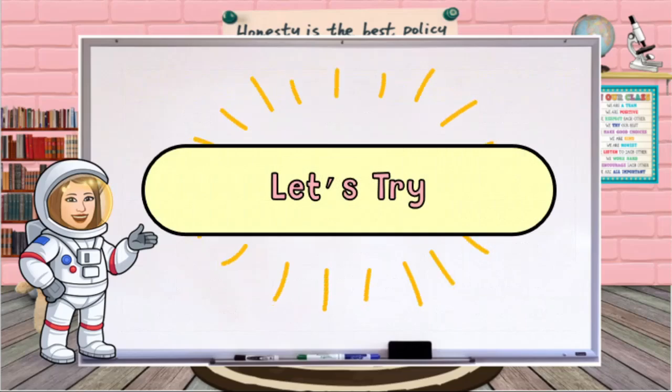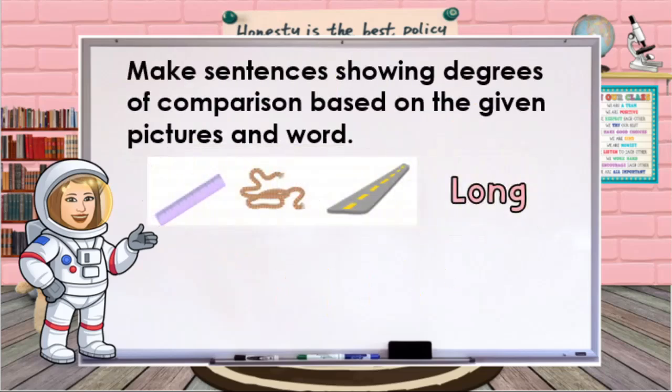Now, using your pen and paper, let us try to answer this one. I want you to make sentences showing the degrees of comparison based on the given pictures and word. The first set of pictures here consists of a ruler, a string, and a road. And the adjective that you have to use is the word long. You may pause this video while answering.